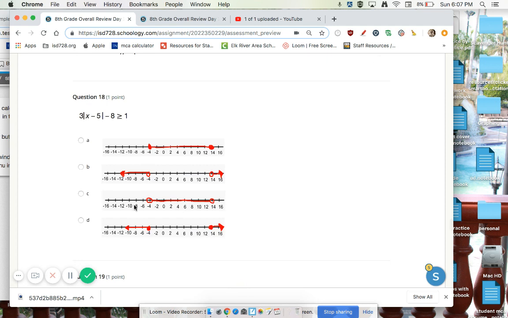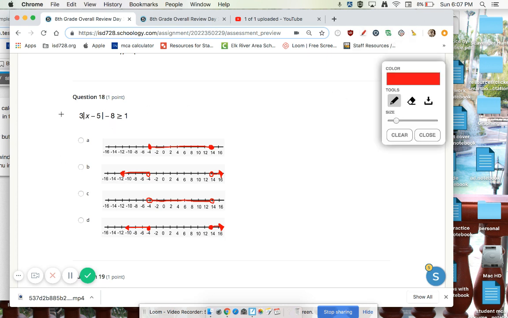18. Oh, this one's a good one. So we have to identify the correct graph for this given inequality. So 3 times the absolute value of x minus 5, minus 8, is greater than or equal to 1. So I'm going to add 8 to both sides quick and rewrite it over here. So 3 times the absolute value of x minus 5.